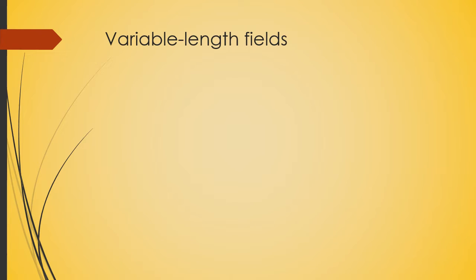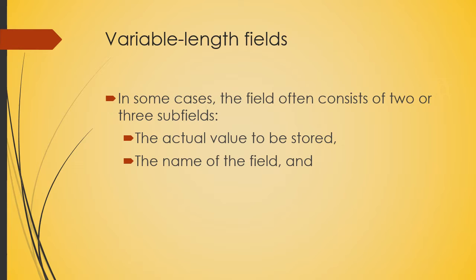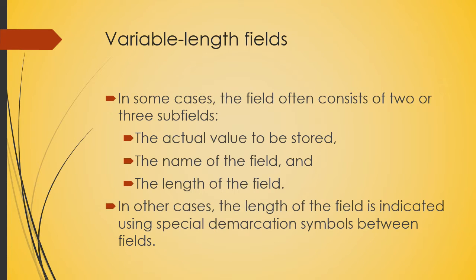Variable length fields. In some cases, the field often consists of two or three subfields: the actual value to be stored, the name of the field, and the length of the field. In other cases, the length of the field is indicated using special demarcation symbols between fields.